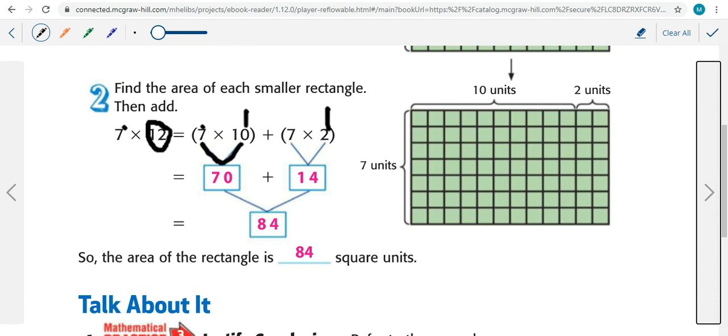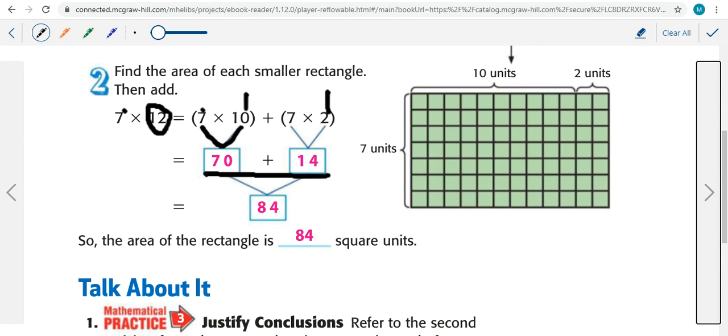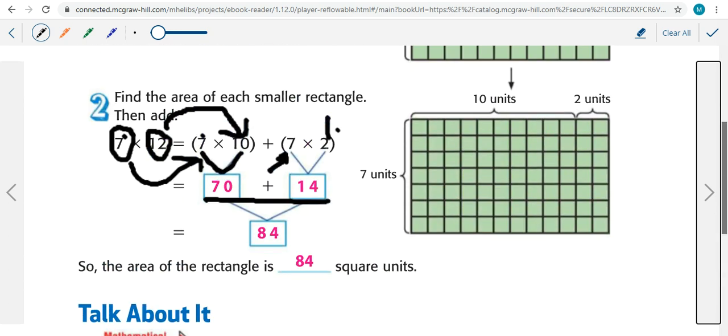Now, after we need to multiply, 7 times 10 equals 70 and 7 times 2 equals 14. After we do this, we add to find the area. So the area of this rectangle is 84. Remember, in the distributive property, we decompose one of the factors, okay? Remember that 12 we decompose it as 10 and 2, and we are going to multiply here. We use it one time, okay? Next page.